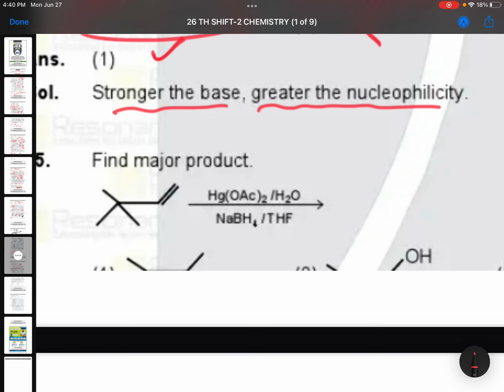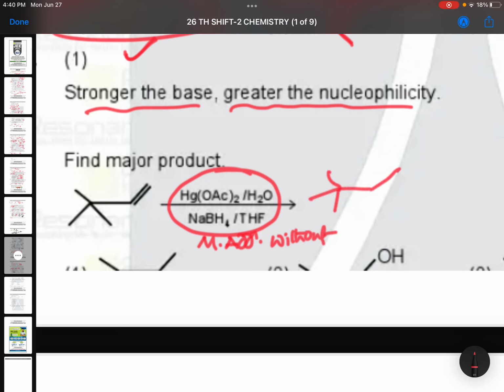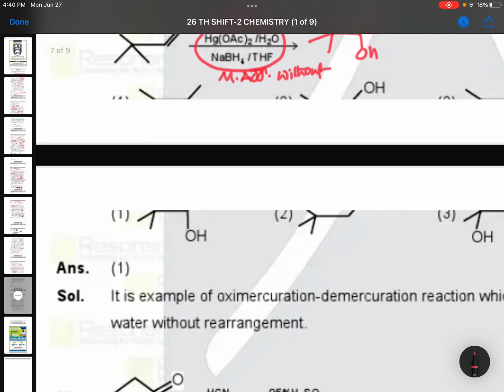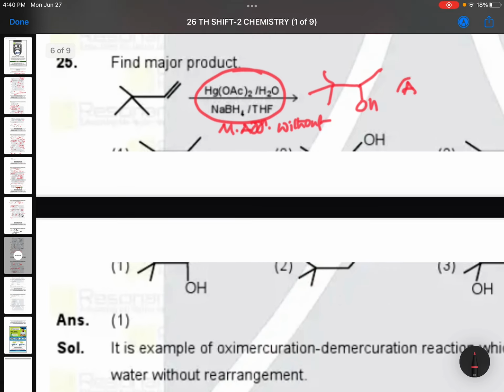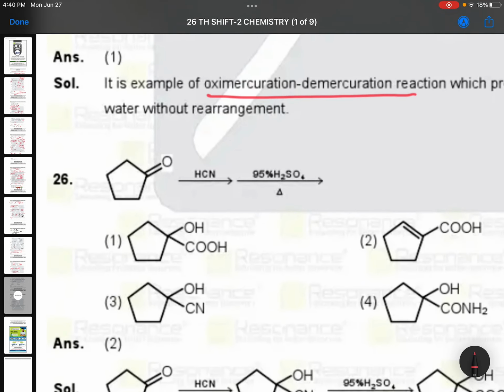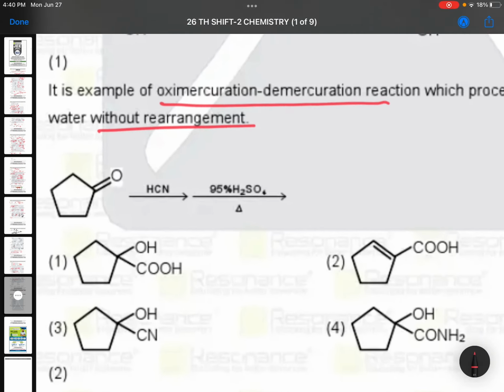Here in this question you see, find the major product. This is very special. Markovnikov addition without rearrangement. Markovnikov addition without rearrangement means these are like this. The double bond will go and OH will come here. Very simple. Okay, so this is your answer. This is option A actually, you can check. It is an example of the oxymercuration-demercuration reaction which proceeds without rearrangement. That is the most important line.